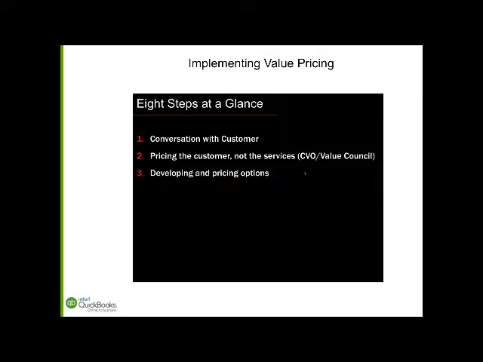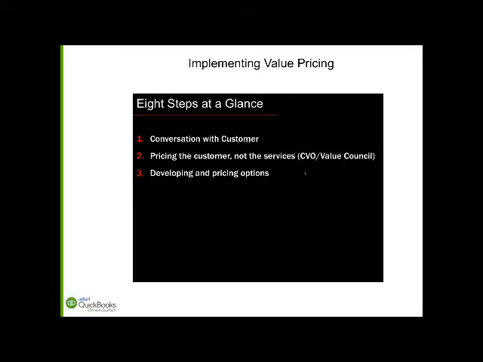And then we talked about developing and pricing options and all of the economics and customer psychology and behavioral economics behind offering 3 options, so-called Goldilocks pricing. Most customers pick the middle option. And so this is another art that you will improve at.